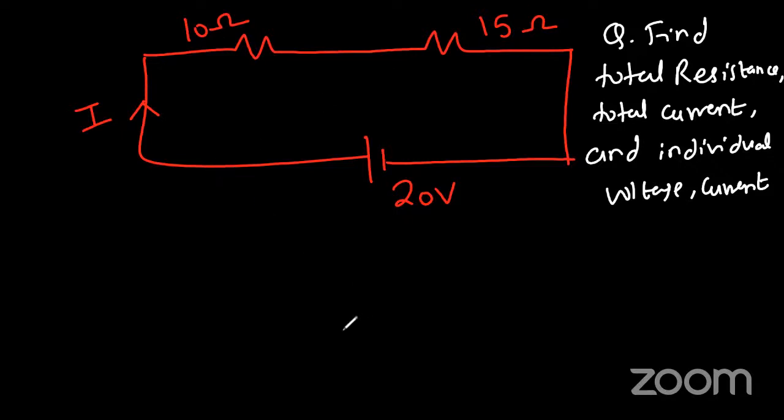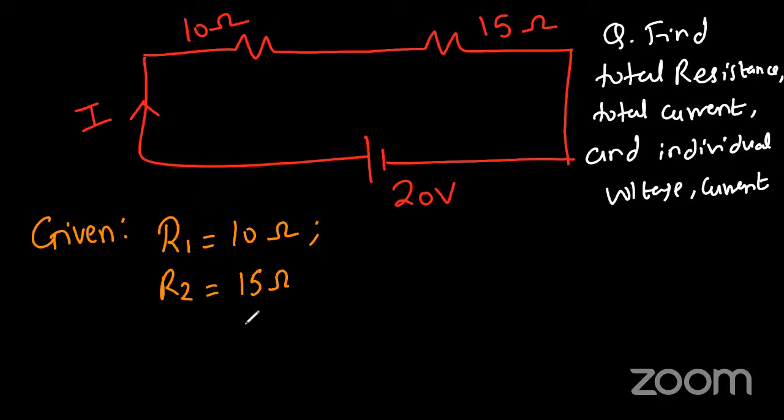ठीक है. सो फर्स्ट ऑफ ऑल आई राइट द गिवन. So what are the given? So resistor 1 is 10 ohm. Then resistor 2 is 15 ohm. ठीक है. उसके बाद करंट कितना है? That we don't know. So what is the next given? That is the voltage. Voltage is how much? 20 volt. So these are the given. R1 is 10 ohm, R2 is 15 ohm, and voltage is 20.